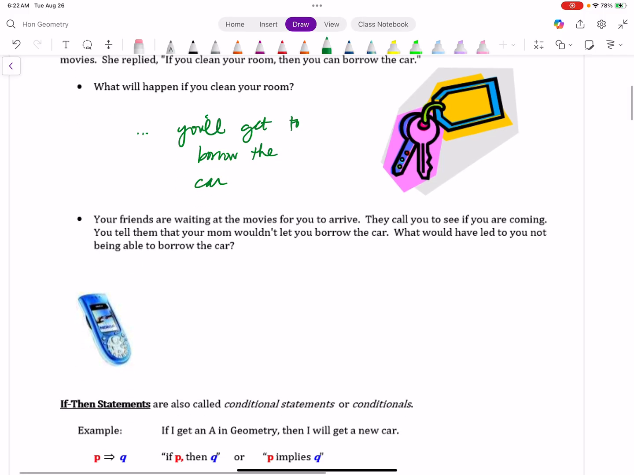This one, your friends are waiting at the movies for you to arrive. They call you to see if you're coming. You tell them that your mom wouldn't let you borrow the car. What would have led to you not being able to borrow the car? Probably you didn't clean your room. Oops.